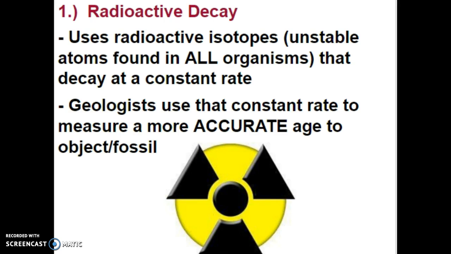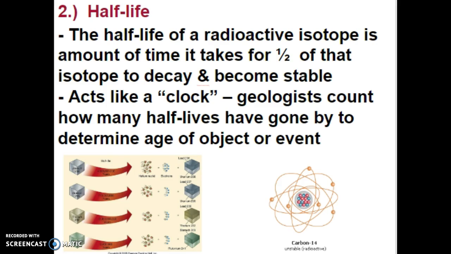So radioactive isotopes are very handy for scientists to use for absolute dating because radioactive isotopes decay at a very constant rate. It's almost like a clock. And so geologists use that constant rate to measure a more accurate age to the rock or fossil. And they do that by using what's called the half-life.